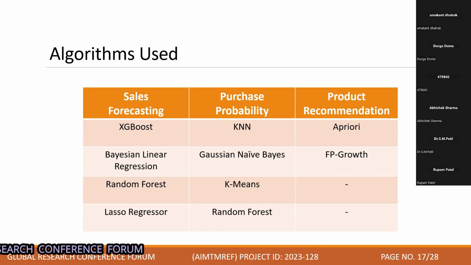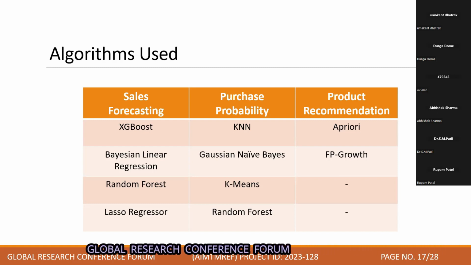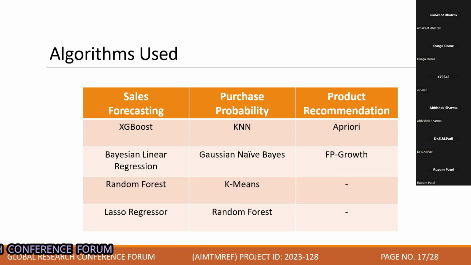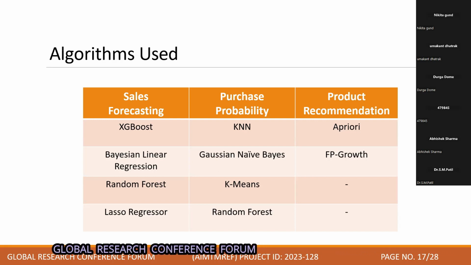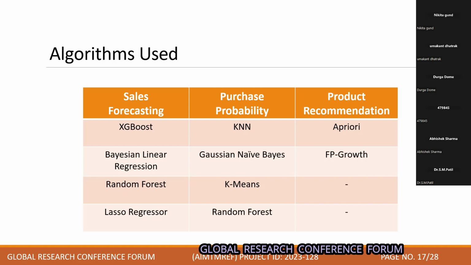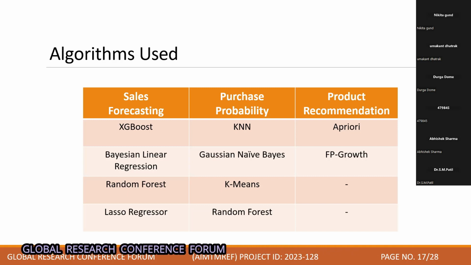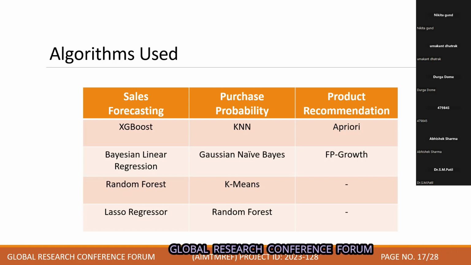Talking about purchase probability, similar to sales, this also accommodates four models, which are k nearest neighbor, Gaussian naive Bayes, k means, and random forest. This algorithm helps in finding the purchase probability of a particular product for the organization. This will help in deciding whether the product is profitable in the market and what its demand is. The next model is product recommendation, where we have compared two algorithms, Apriori and FP growth, which generate frequent item sets for product recommendation. This algorithm will recommend a particular product based on the frequency of the demand provided.